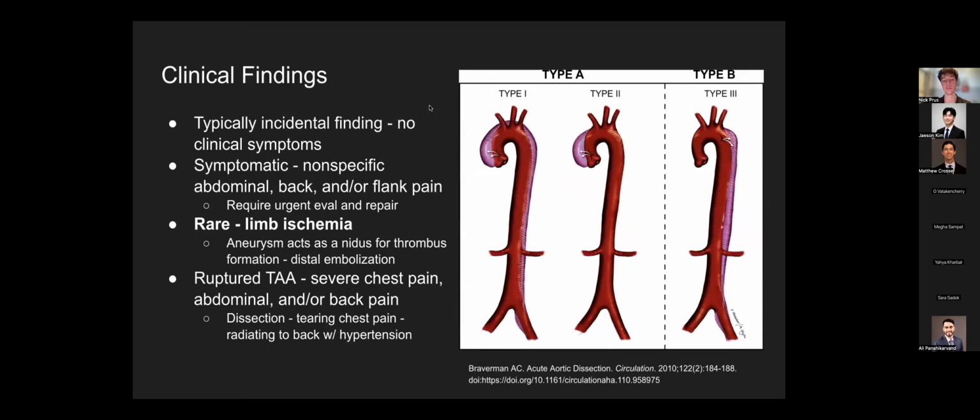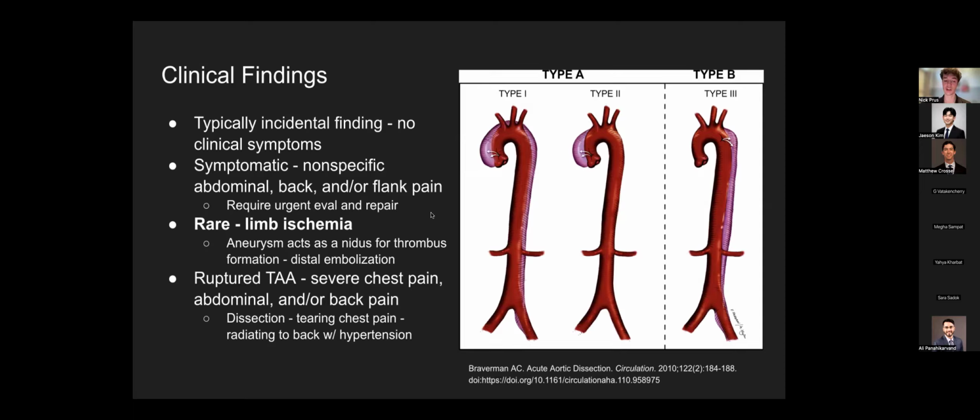This requires immediate repair. Sometimes patients can present with limb ischemia, so the aneurysm can act as a nidus for thrombus formation. Due to irregular blood flow within the nidus, it's an area that's more prone to thrombus formation, so this could lead to distal embolization. And once again, I mentioned that this is quite a rare finding, but it is still possible.